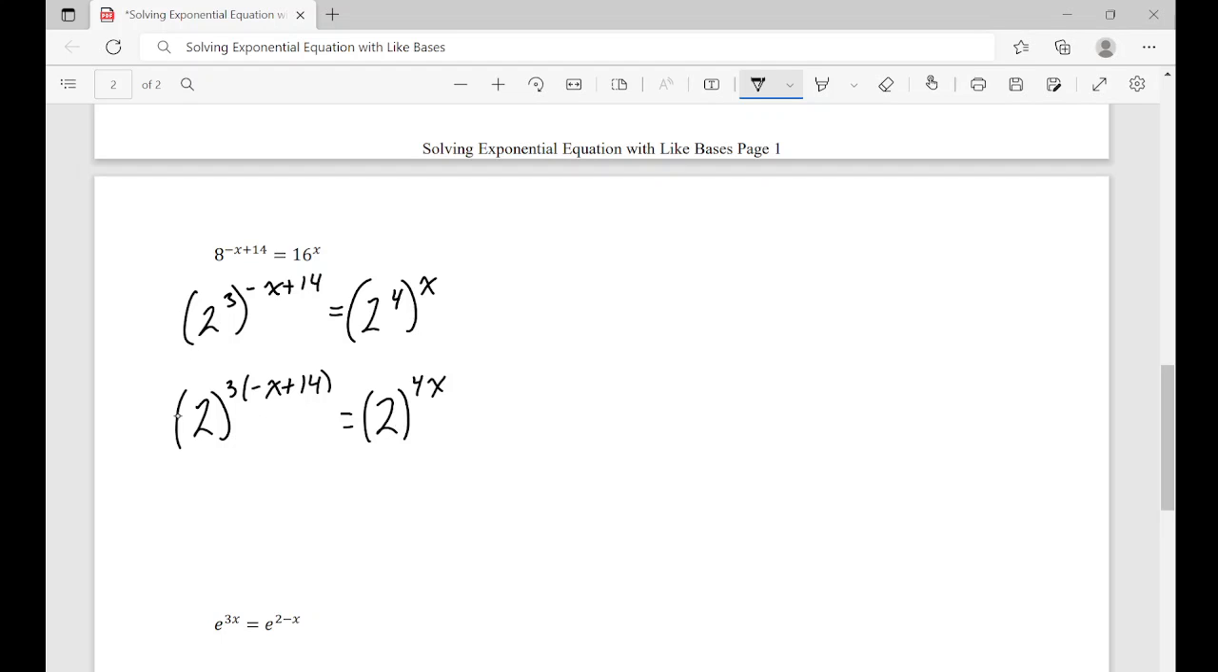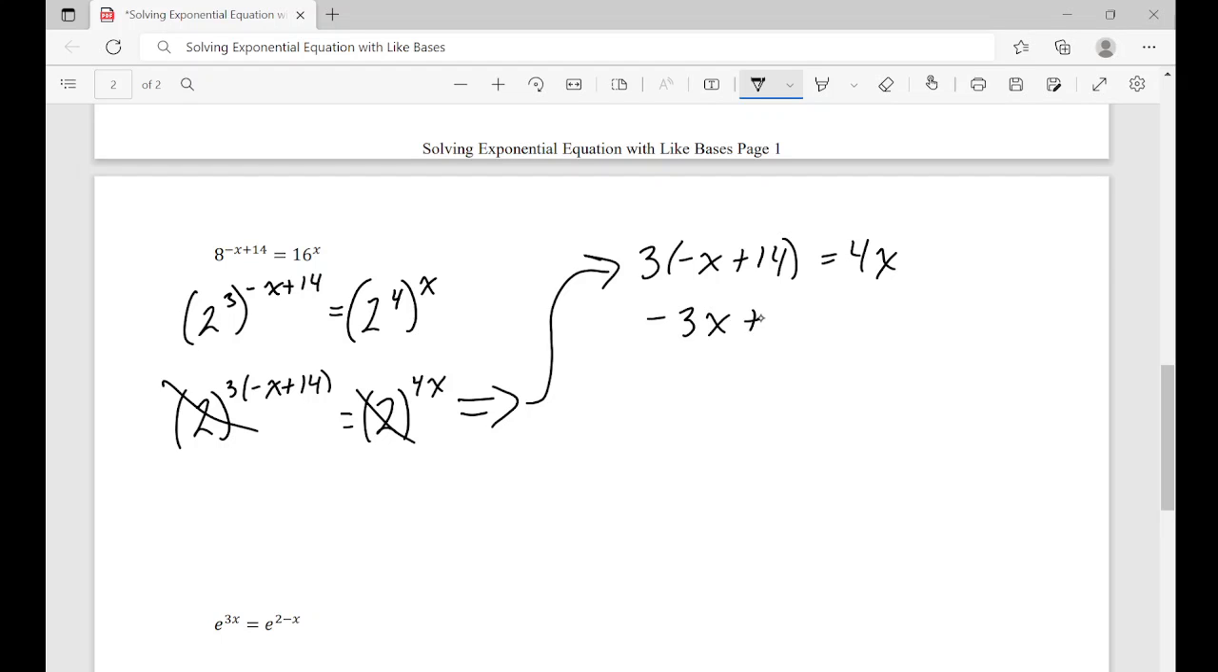Now that my bases are equal, I no longer need them. So I'm going to focus only on the exponents. So 3 times -x plus 14 equals 4x. And now I'll solve. Distribute the 3 inside, so it'll be -3x plus 42 equals 4x. Add 3x over, we're going to get 42 equals 7x, and then divide by 7, 6 equals x. And here's my solution to this exponential equation.